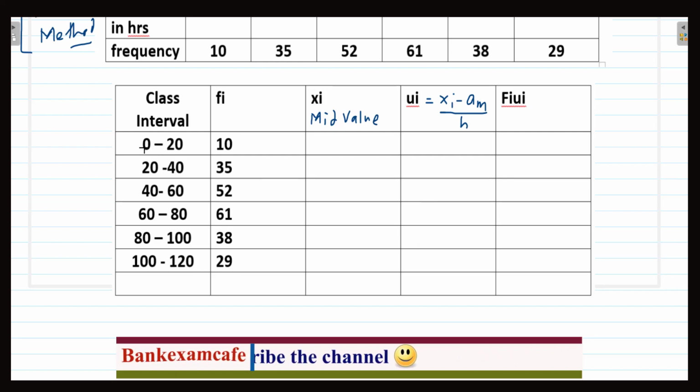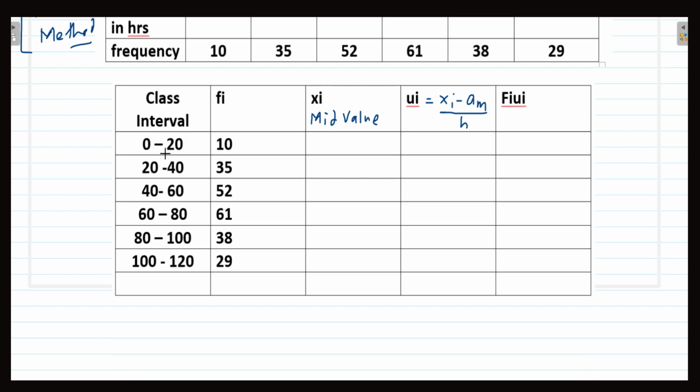So here the mid value we find is the lower limit plus upper limit divided by 2, means the average of these two numbers. We can easily find out what is the mid value of 0 to 20, it is 10. As I explained in the previous episodes, once you have got the first mid value, there is no need to see the class interval. Just check what is the common difference. There is a difference of 20, 20 to 40, 40 to 60, 60 to 80. Everywhere there is a common difference, and that common difference is 20. So just go on adding 20 to each number.